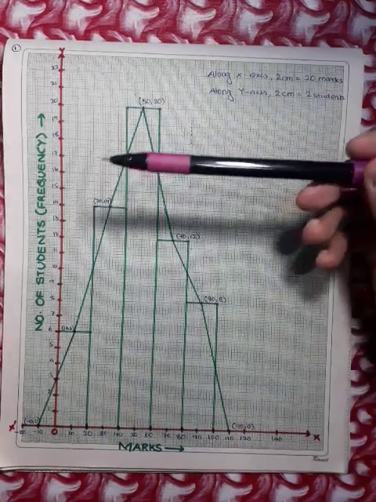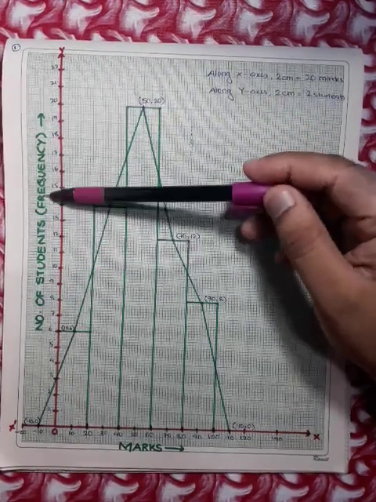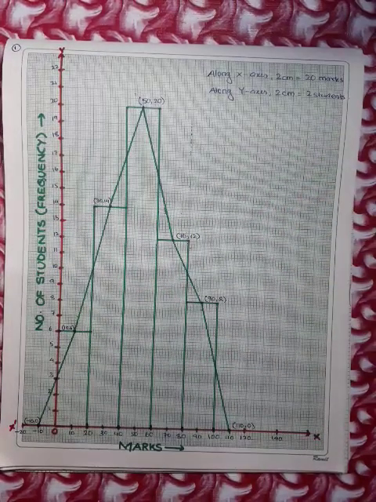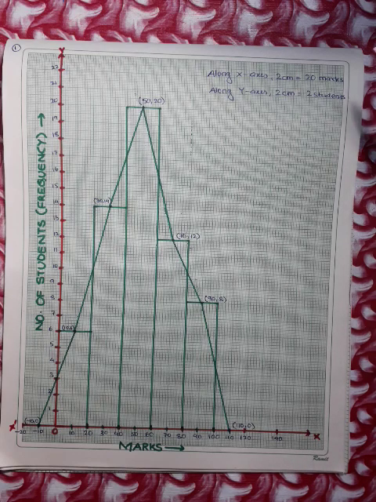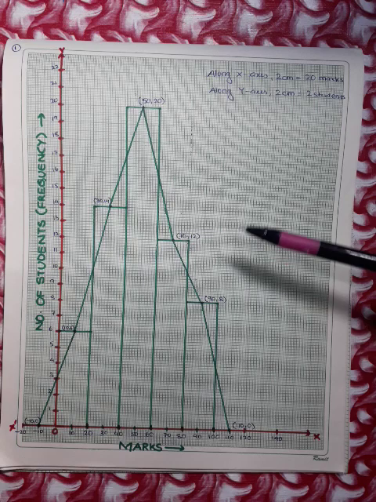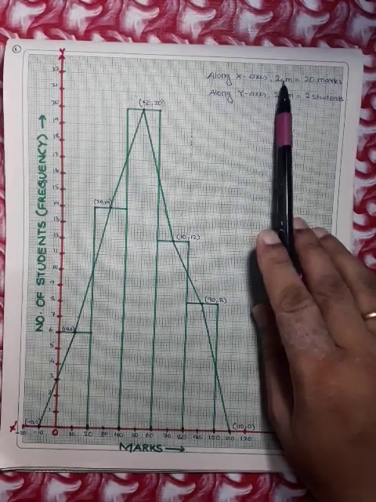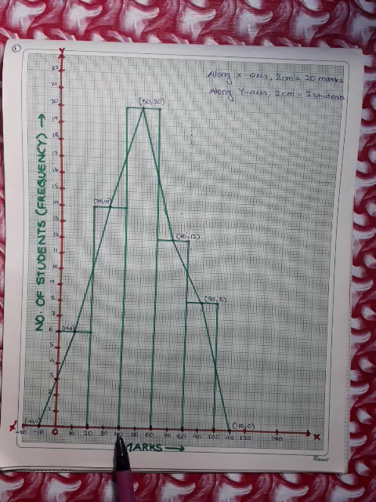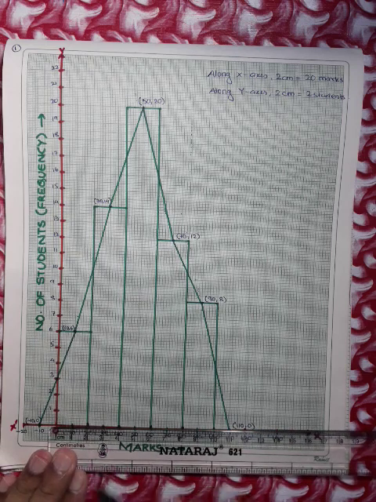Now dear students, you can see in the graph, along the y axis we have plotted the number of students. The number of students is also known as what? Frequency. And along the x axis we have marks. As I have been explaining, whenever we represent data in a graph, we must write the scale. Here, along the x axis, 2 centimeter equals 20 marks. You can see 0 to 20, 20 to 40, 40 to 60; this much is 2 centimeter.